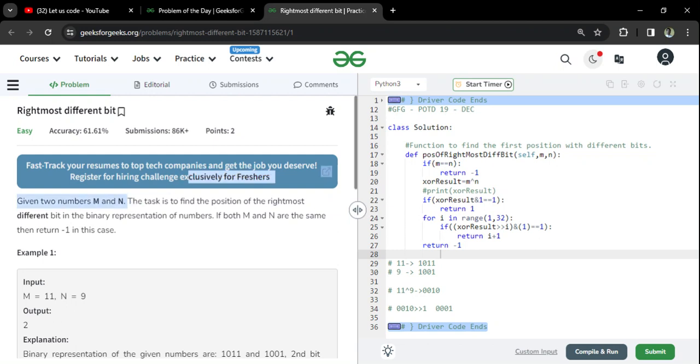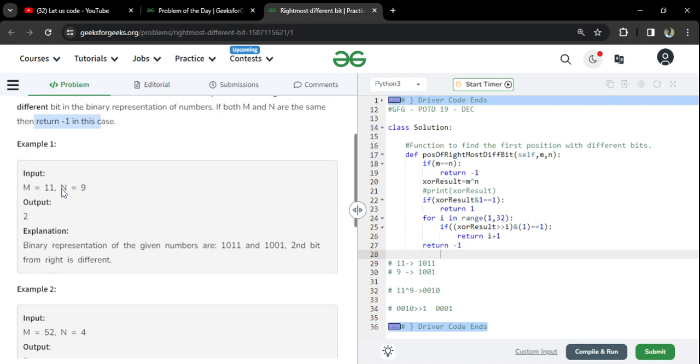So the task is to find the position of the rightmost different bit. What is a bit? We'll come to that, but just now, understand that among all the different bits, you have to find the rightmost one in the binary representation of the numbers. If both M and N are the same, return -1. Remember one thing: if two numbers are the same, obviously their binary representation is also going to be the same. In that case, there will never be a different bit. That's why they are asking us to return -1 in that case.